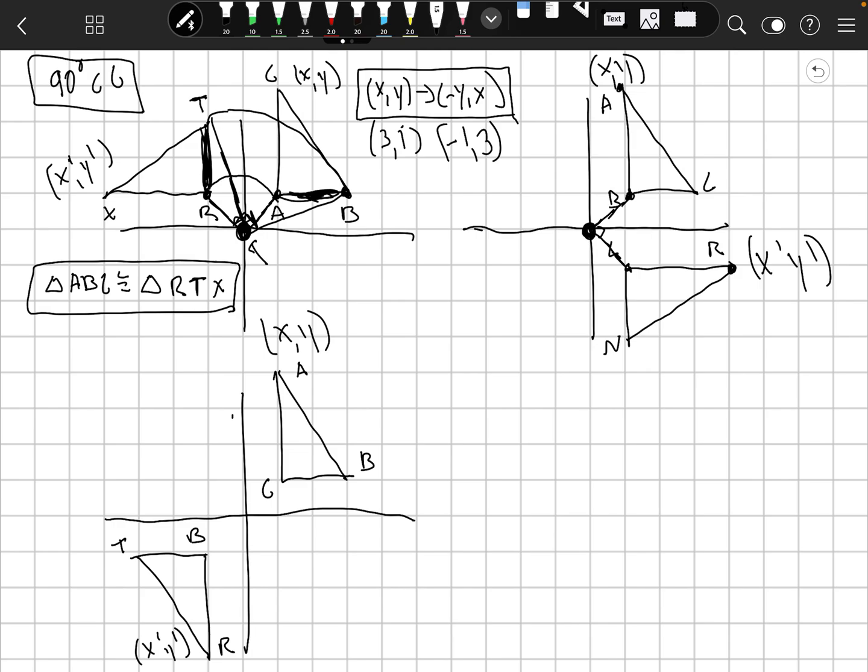And let's see what happens in terms of a coordinate notation rule. If A is 1, 4, and R is 4, -1, let's write a rule, x, y. You can see x and y switched, and x became negative there. So 1, 4 to 4, -1. And this is a 90 degrees clockwise rotation.